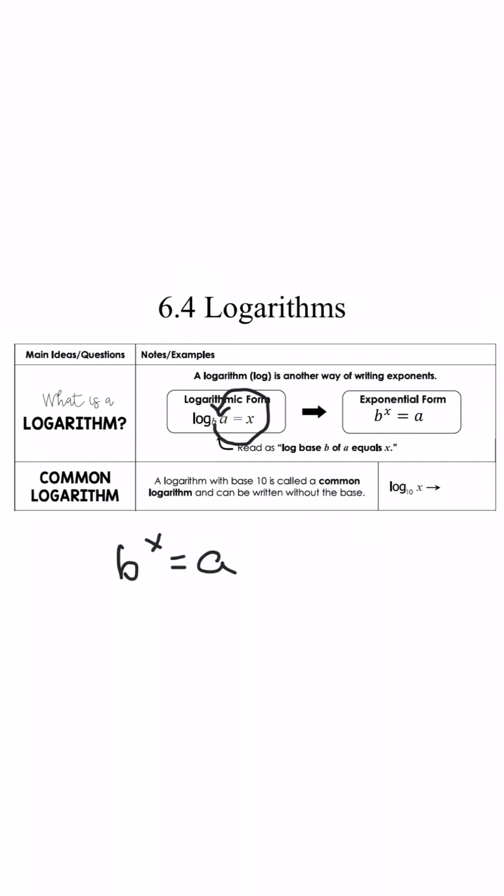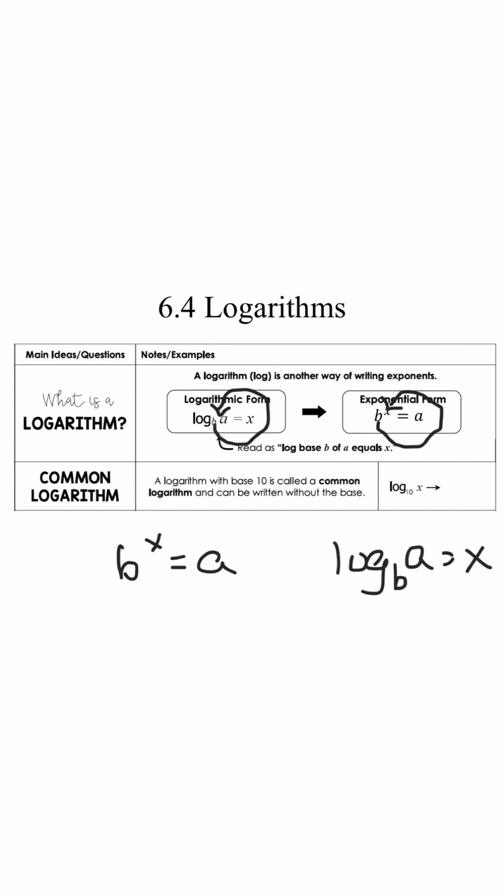And it's the same way with exponential form. You always start with the base, so you start pointing like this. And so then we would write log base b of a equals x. And x is always going to be the exponent.